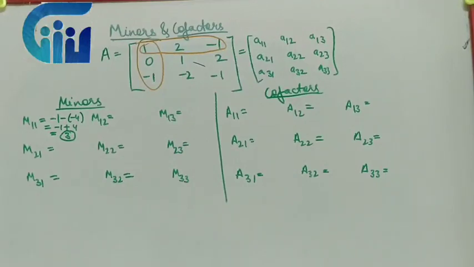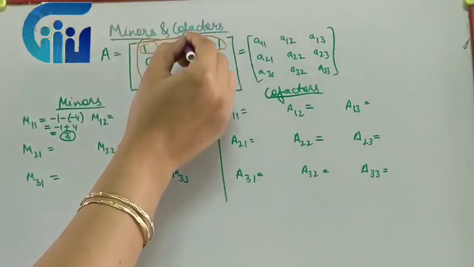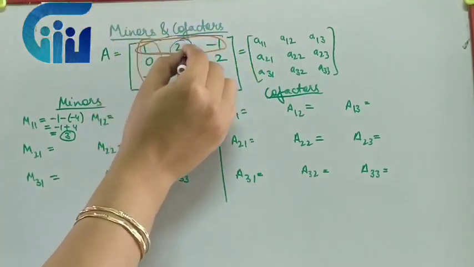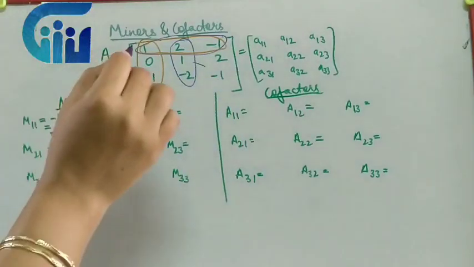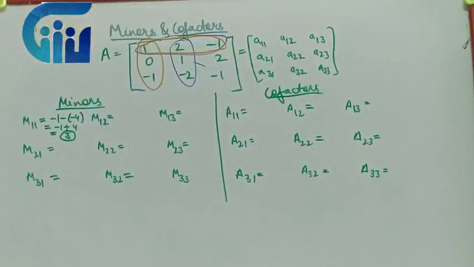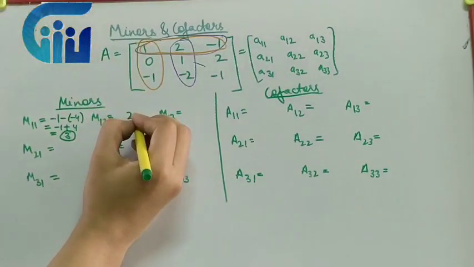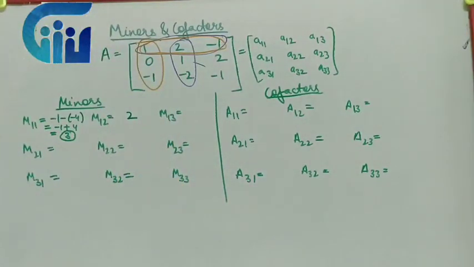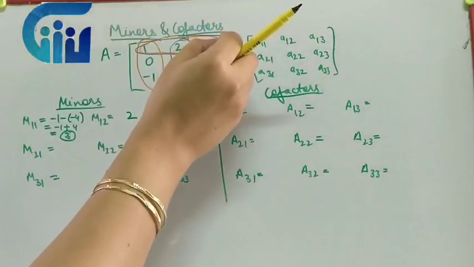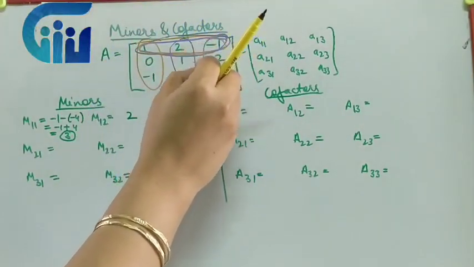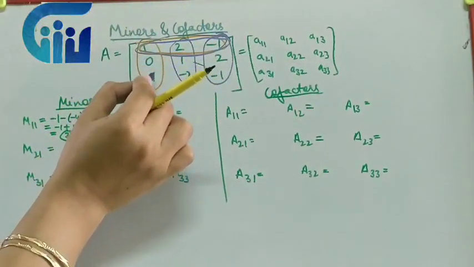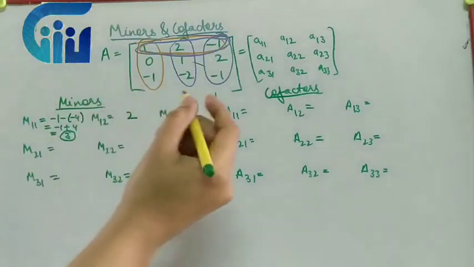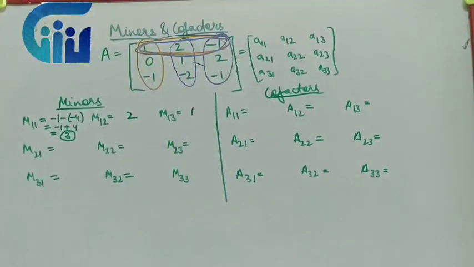So M12, again what I'll do, I'll cover it along this particular row, this particular column. So these 4 elements are there. I'll cross multiply minus 1 with 0, 0, minus 2. So it will be plus 2. Then M13. M13, what I'll do, I'll cover this particular element. Just remember clearly, I am not taking that particular element into consideration. So we will just cross multiply 0 minus 1. It will give me plus 1. Clear? Now next M21.